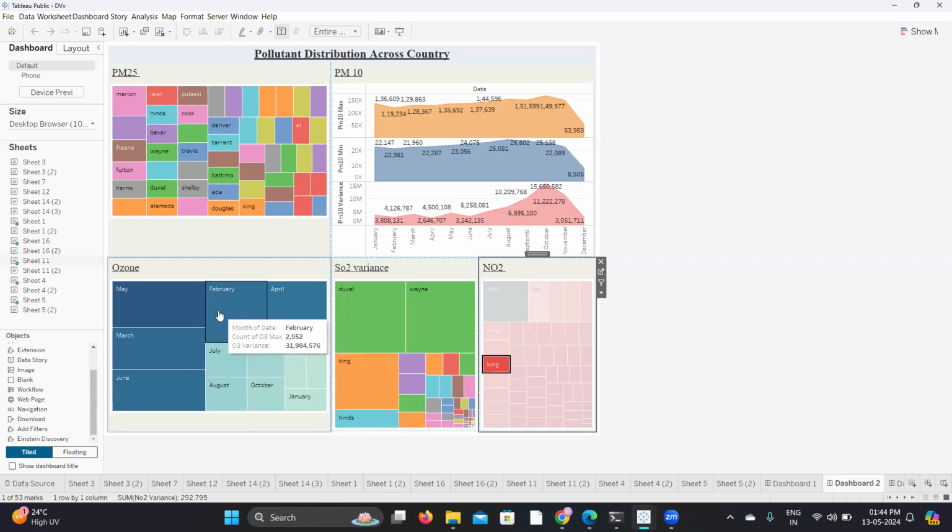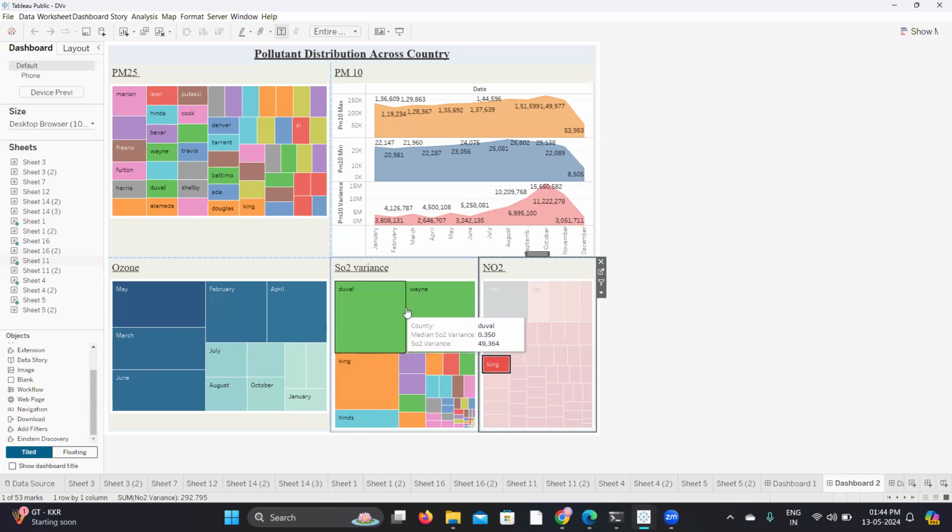So it depends on the month. Next we have SO2 variance. This tree map illustrates the variance in sulfur dioxide levels across different countries, represented by blocks with varying sizes indicating the degree of variance in SO2 levels. The color variation from light to dark green portrays low to high variability respectively. If you click on a single country, you can see the median.